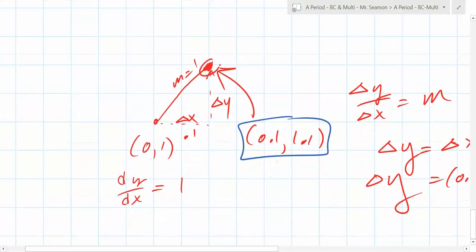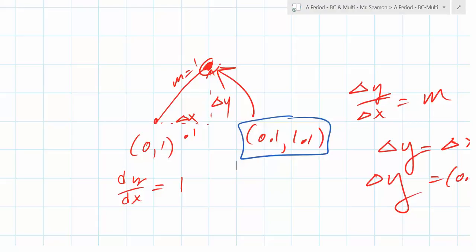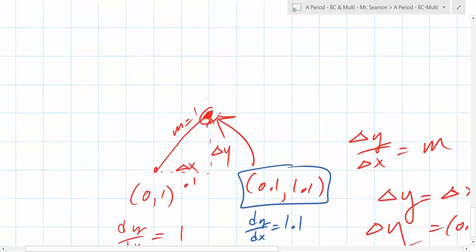1.1 is on this slide. Exactly. So dy dx now, dy dx is going to be what? 1.1. So now, instead of a slope of 1, we're going to have a line segment that's a little steeper than 1, right? But again, how far over are we going? We're going over 0.1. Now we need to figure out what our next point is going to be.